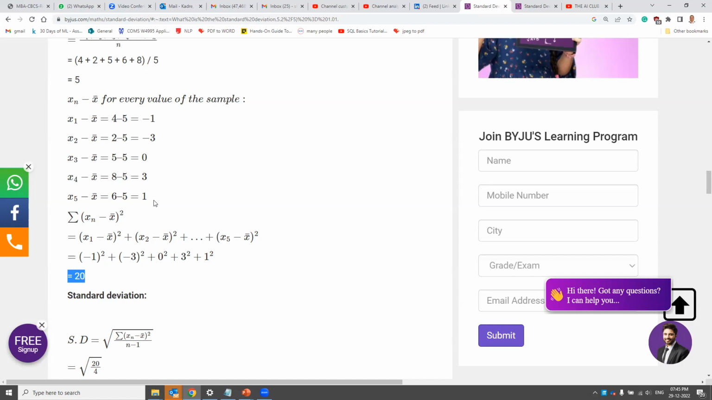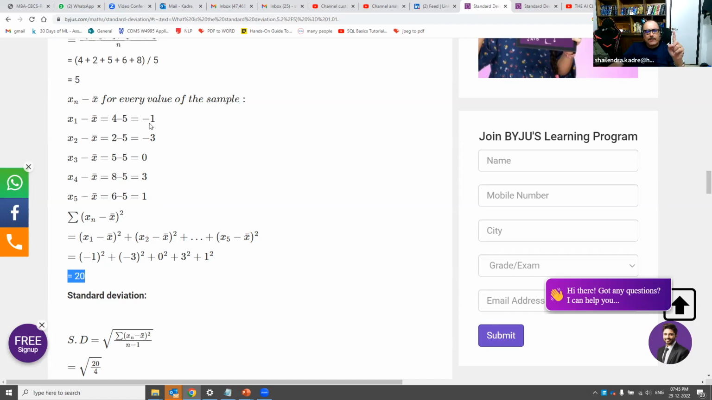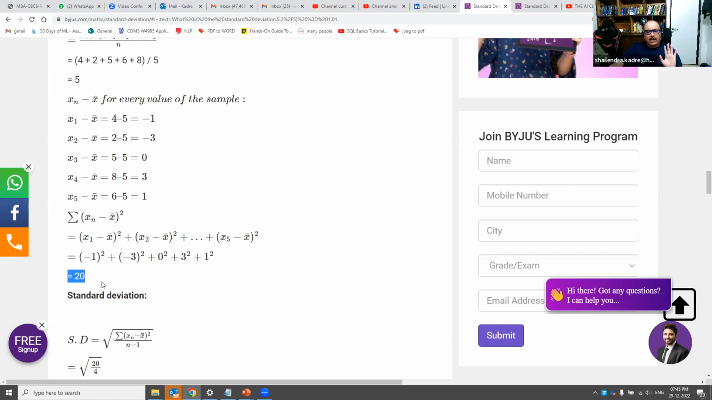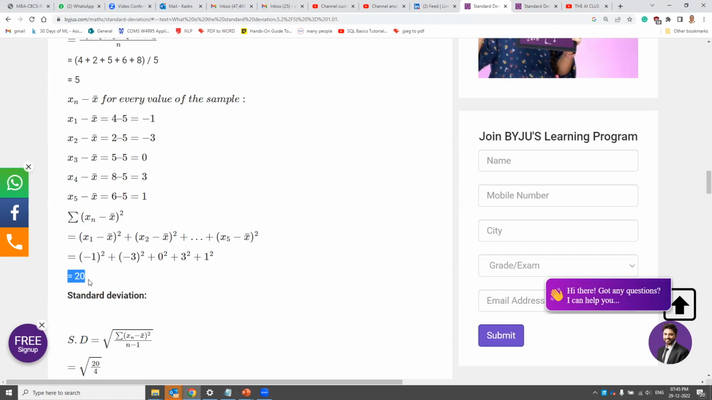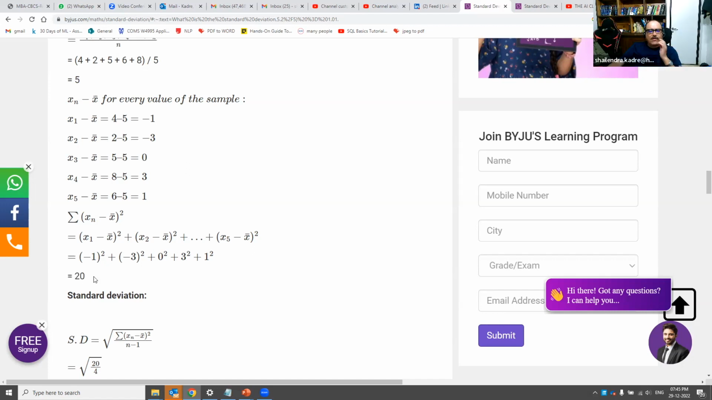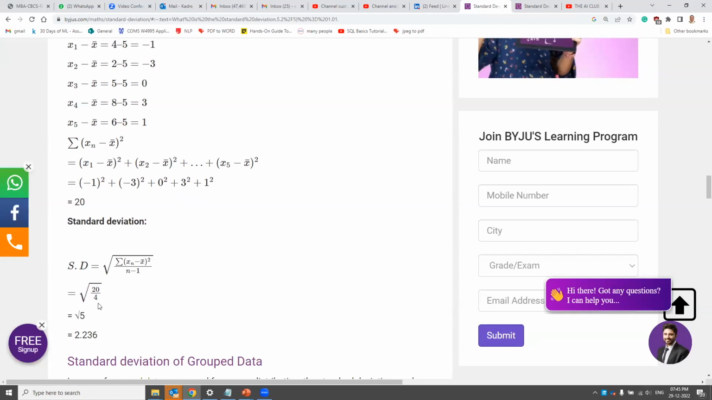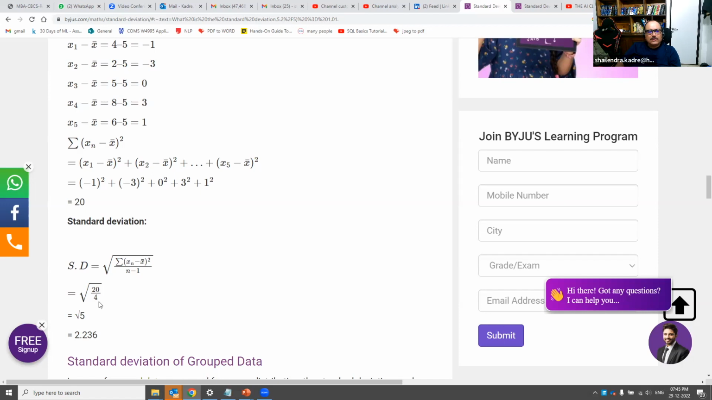Now what do I do? I square up these differences: minus 1 square plus minus 3 square plus 0 square plus 3 square plus 1 square. It's written here, you see. You got it? They all add up to 20. Now this summation, 20, I have divided by n minus 1. In this step it is written 20 by 4, which is 5. And then I have taken the square root. So square root of 5, if you calculate by calculator, is 2.236. Now you got it.